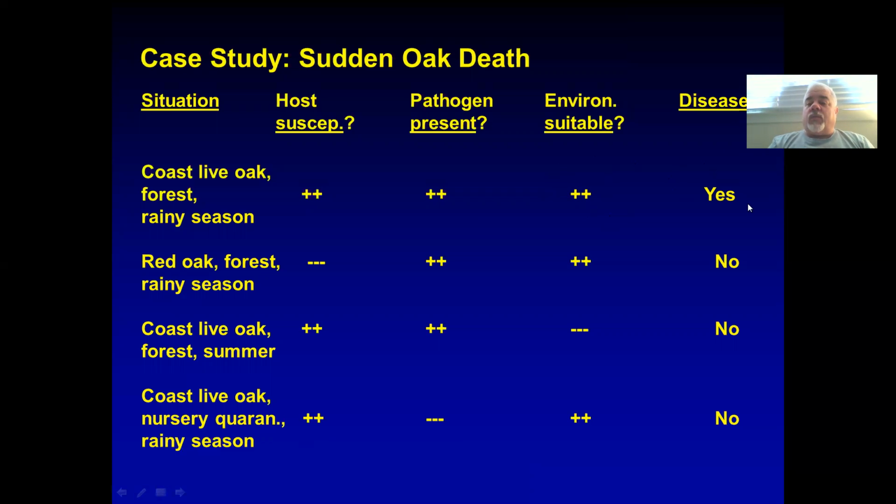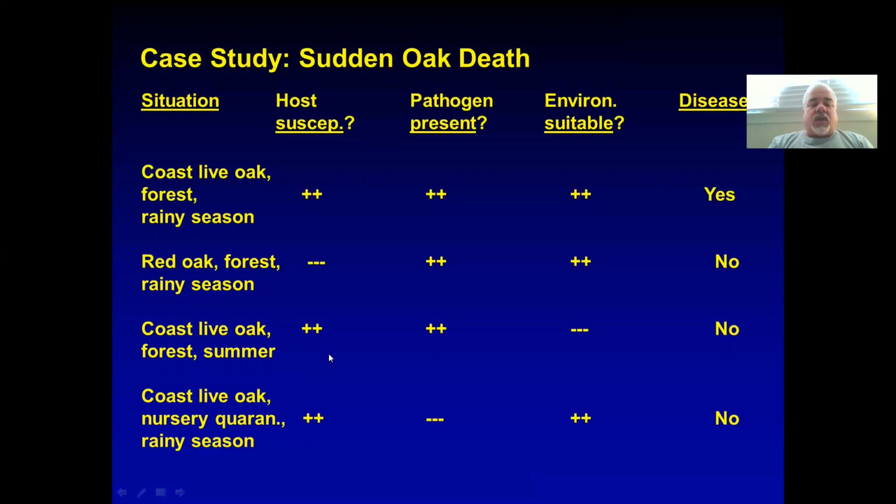Yes. Can you or will you get disease? Yes. Now, if you always got the disease, then every susceptible oak tree in California would be dead. And that's not the case. So can you get the disease? Yes. What about a red oak in the forest during the rainy season? The red oak is not a susceptible host. Red oak is not susceptible to Phytophthora ramorum. So you cannot get disease.